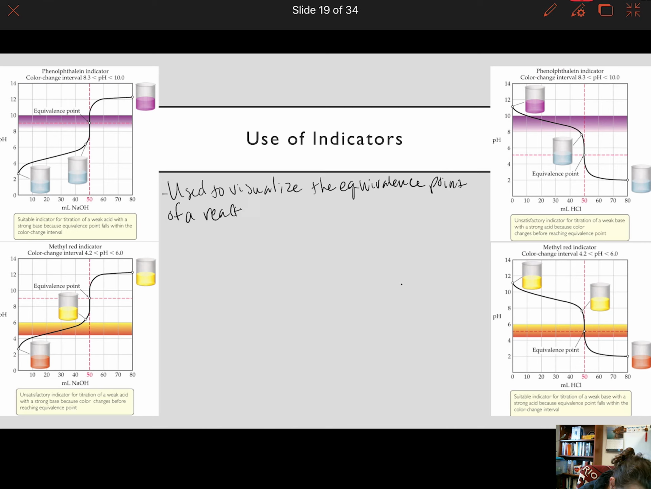They are used in acid-base titrations all the time to give people a better idea of when they're getting close to that titration point, or the point at which they are at equivalence. And each indicator has its own range of pH values over which it changes color.